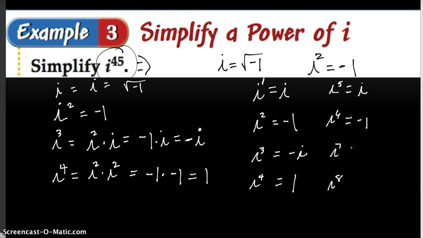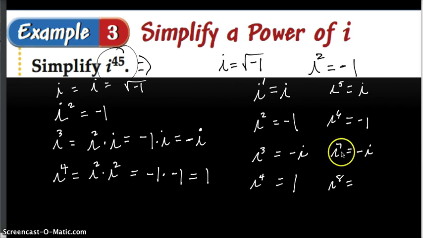i to the seventh, I can write that down as i to the fourth times i to the third. And i to the fourth is just 1, and i to the third is equal to -i, and so 1 times -i is simply -i. So i to the seventh is -i.